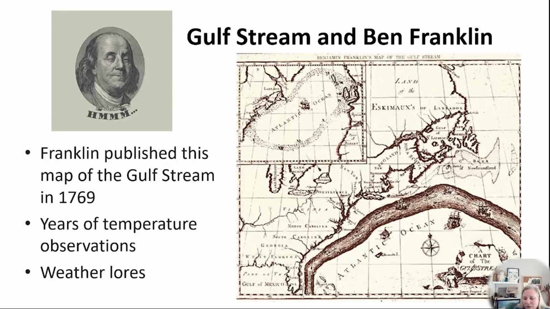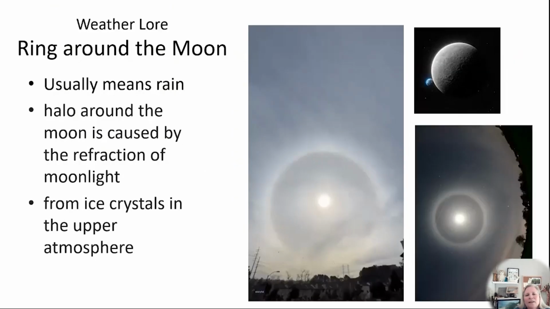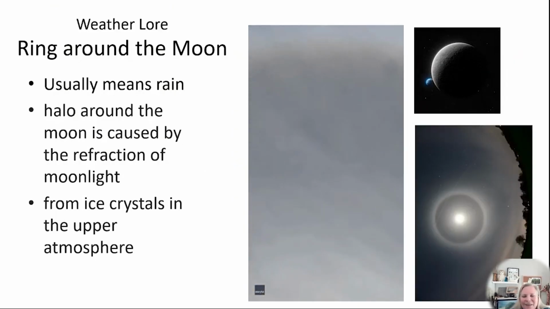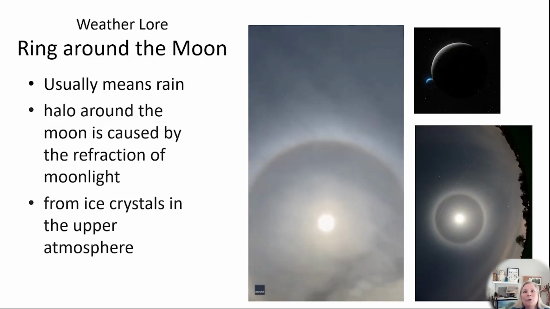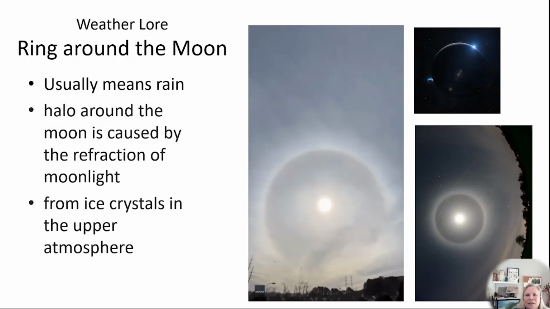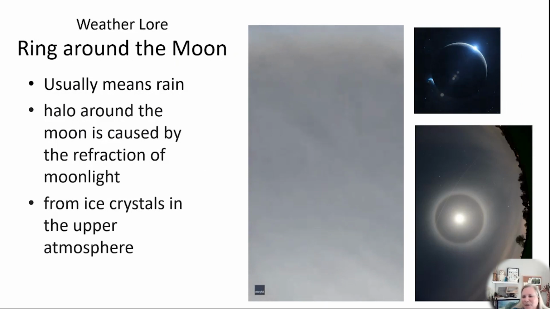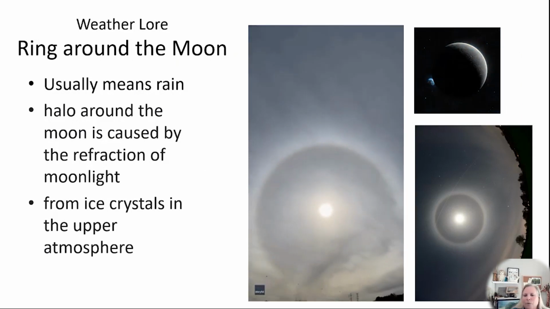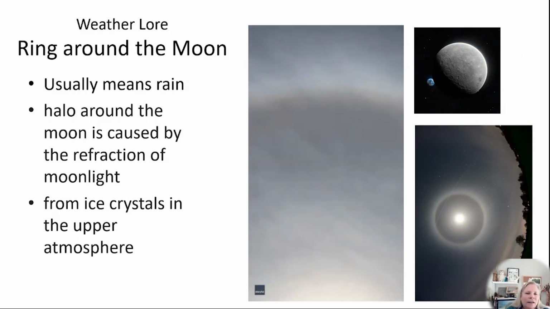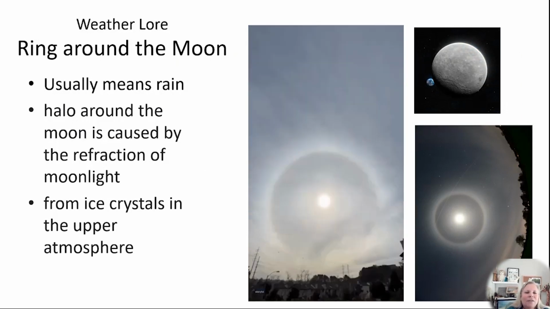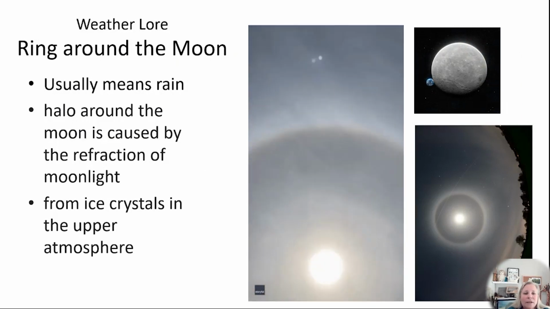Now, he also did a lot of recording of his thoughts and in writing in books, and these are called his weather lores. So one thing that he recorded that was funny was about the ring around the moon. And I don't know if you guys have ever looked up at the moon at night, and these pictures are kind of showing you how it looks like there's a ring all around the moon. Now, Ben Franklin figured out that that usually meant that there was rain that was coming.